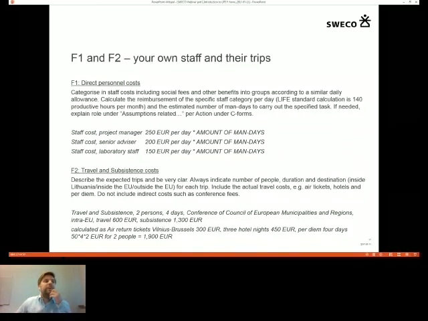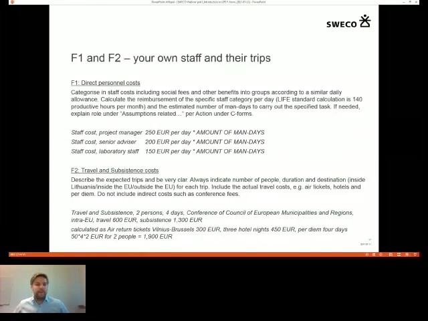Looking into, first of all, F1, perhaps the most important part of the project is your own staff. And this should be staff that is exclusively working with the project. If you work with an environmental project and you have an environmental department of 3 people in your organization, you cannot enter the costs or the fees of these 3 staff members. It has to be staff members that are working exclusively with the project.